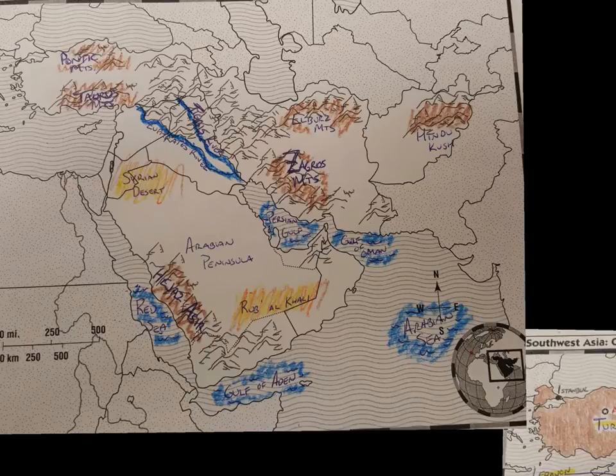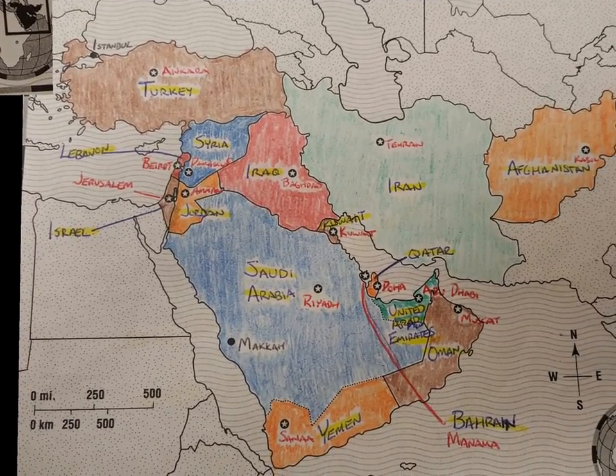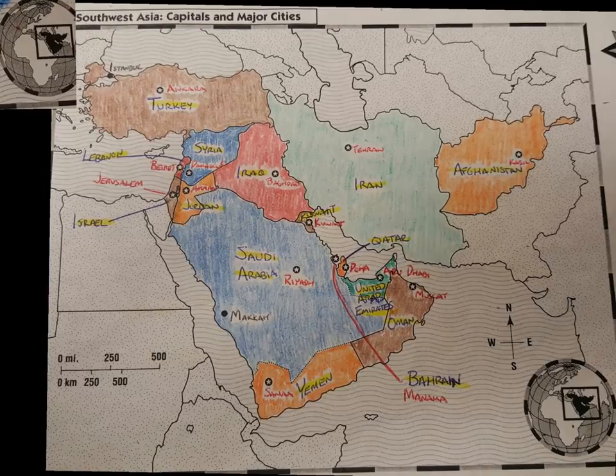If we take a look at the political map, you can see that capital cities are labeled in red: Baghdad, Tehran, Kabul, Riyadh, and the names of the countries are written in all capitals: Afghanistan, Iran, Yemen, Saudi Arabia, to name a few. We're going to highlight the names of the countries as well because I want you to know those more than the capital cities.